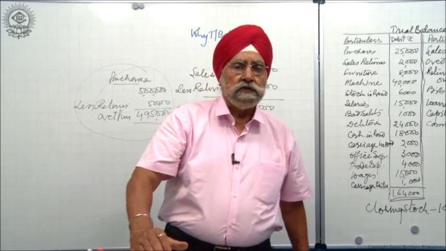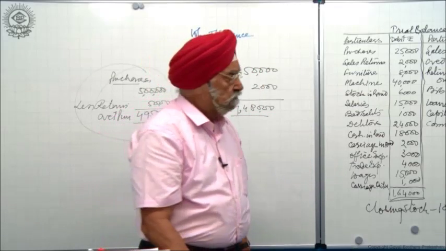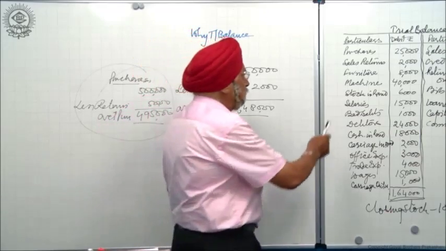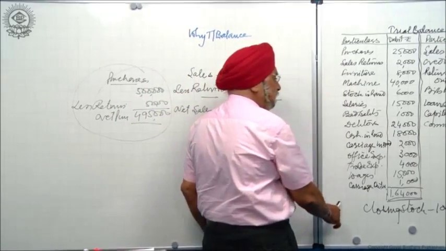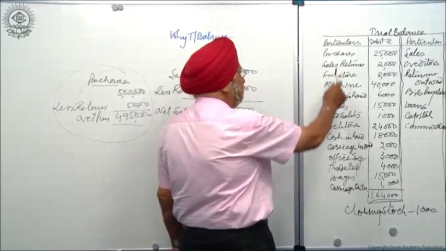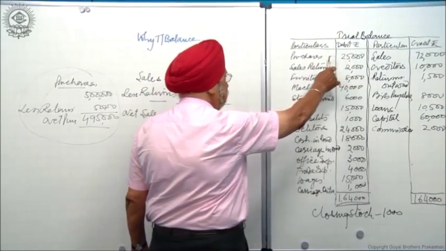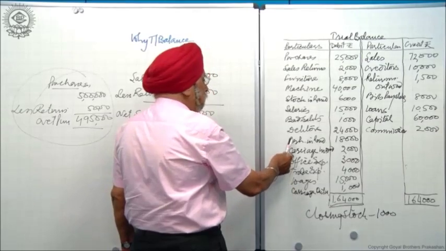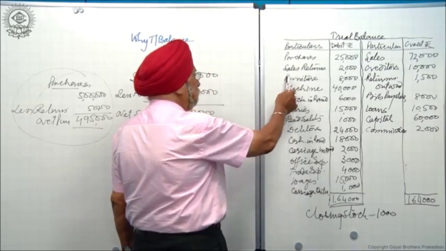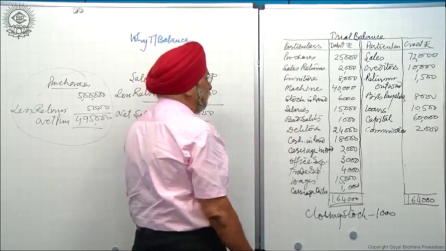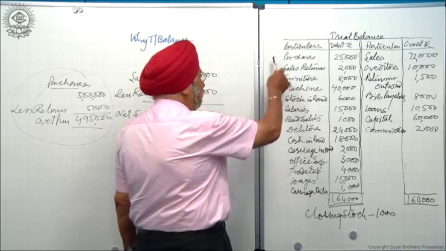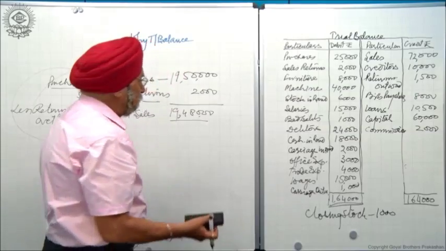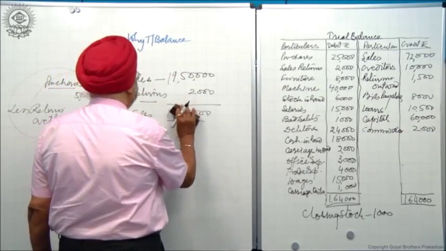So, coming back to the trial balance, here is a trial balance I have written. This is the trial balance. It has got a debit side and a credit side. There are around 14 items here. These items are of three types. These accounts are of three types.